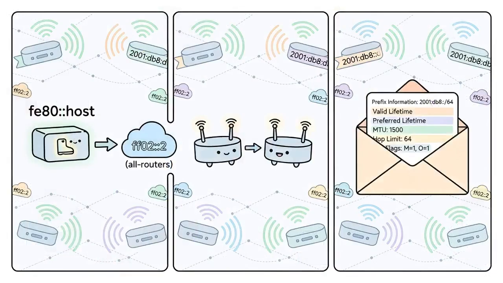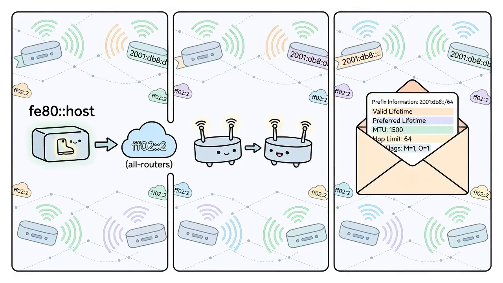Now let's trace a router solicitation from boot. The host powers on, constructs an RS packet, sets the destination to FF02::2, the All Routers multicast group, and sources it from its own link local address. Every router on the link hears the RS, processes the request, and replies with a router advertisement packed with a prefix information option carrying prefix length, valid lifetime, and preferred lifetime, plus the MTU, hop limit, and the M and O flags.